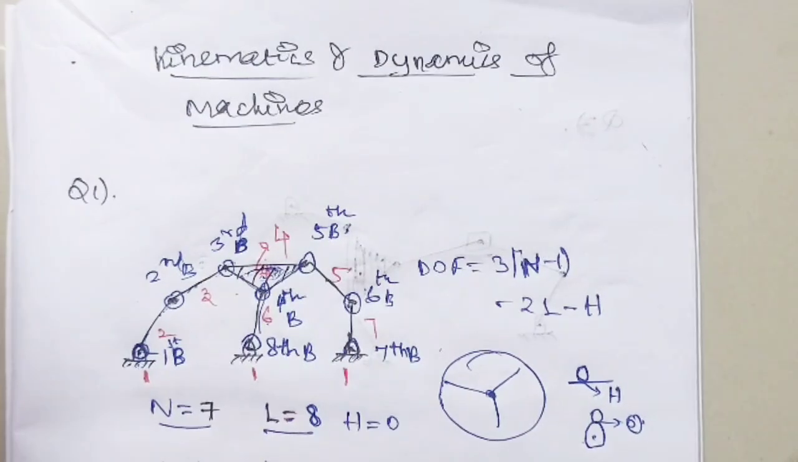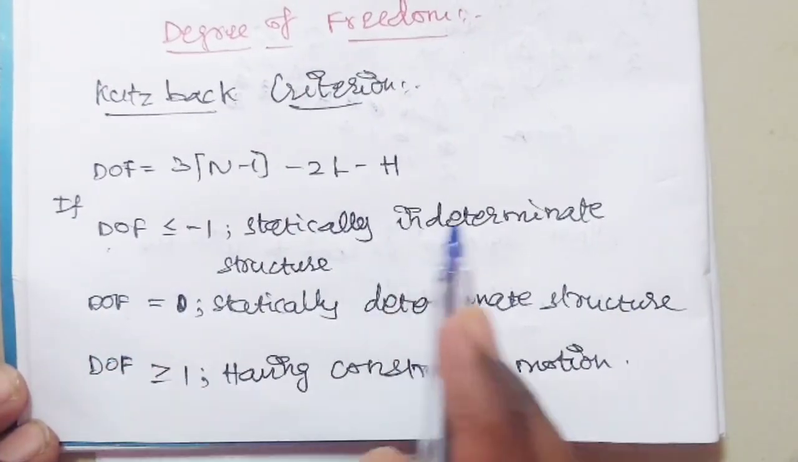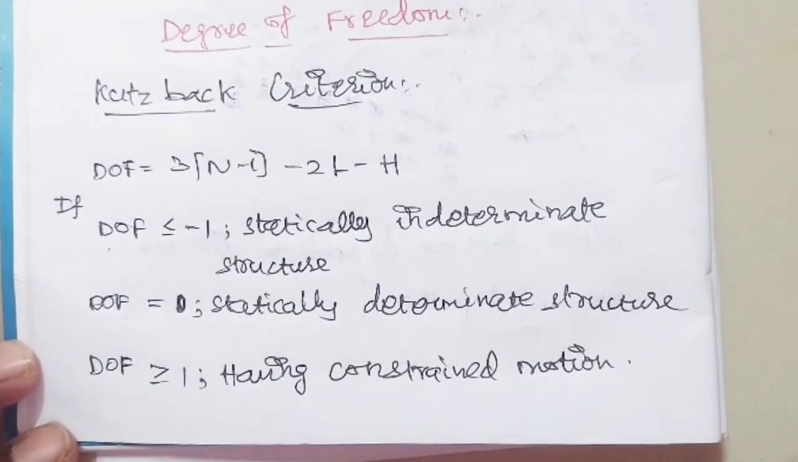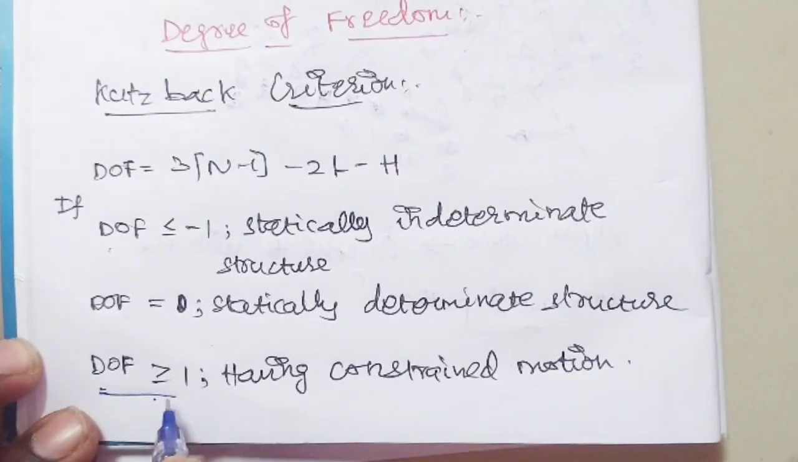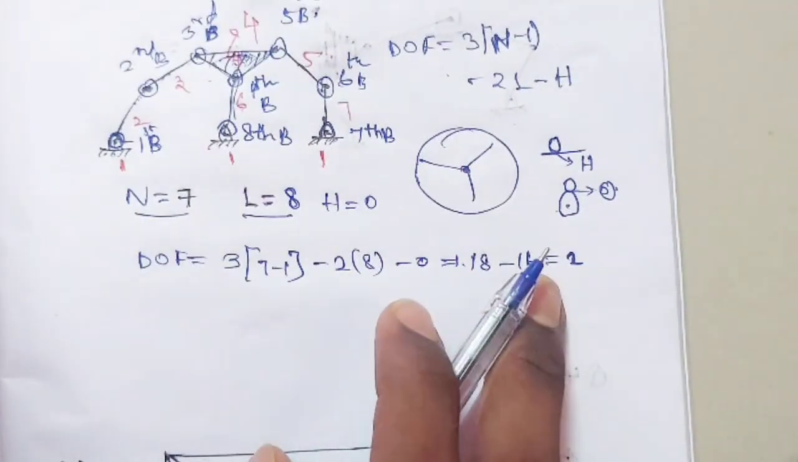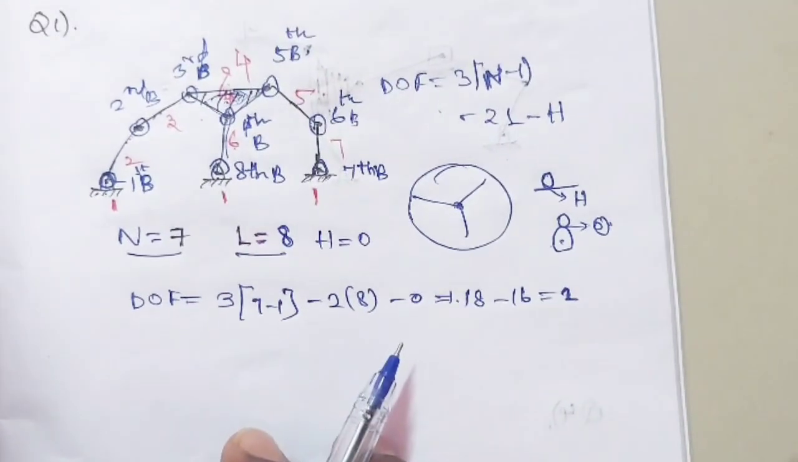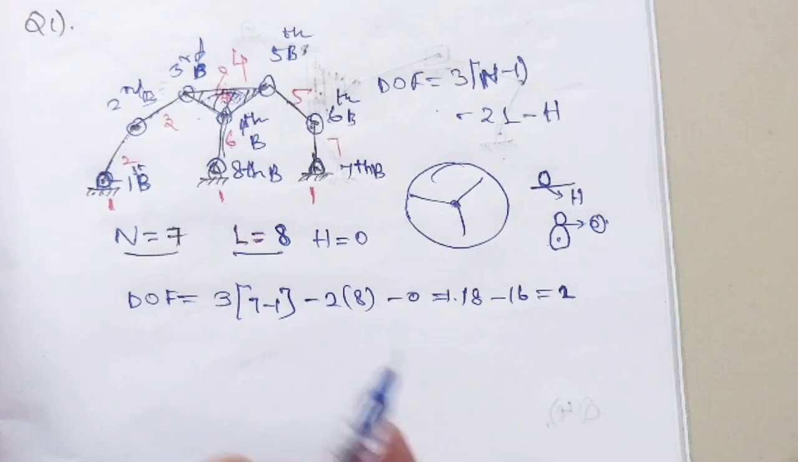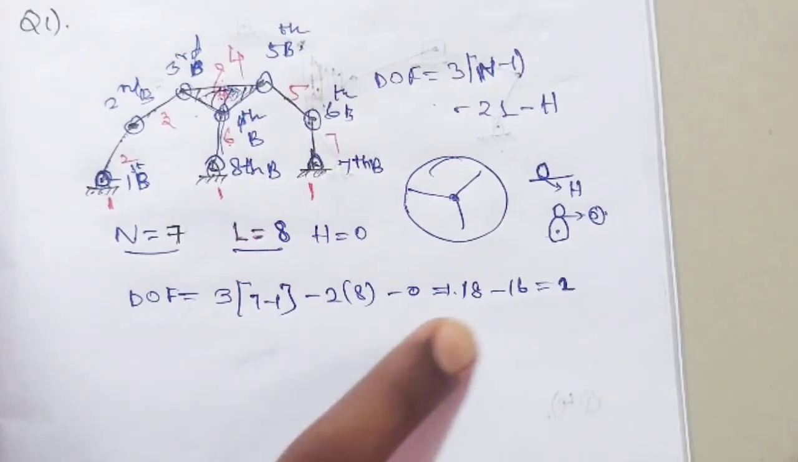As I already told, if the degree of freedom is less than or equal to minus 1, this is a statically indeterminate structure. From this numerical we have got 2. So this comes under degree of freedom greater than or equal to 1. So this is having a constrained motion. From this we can understand that the value is 2, and we can say it has a constrained motion. If you are adding 2 motions as input, we can say it is a constrained motion. This is the basic result you have found from this numerical.